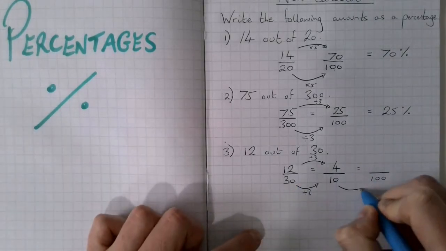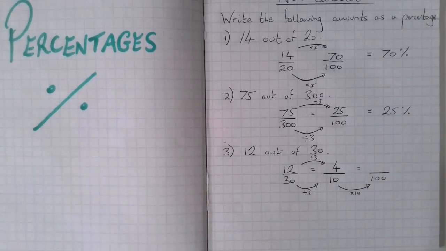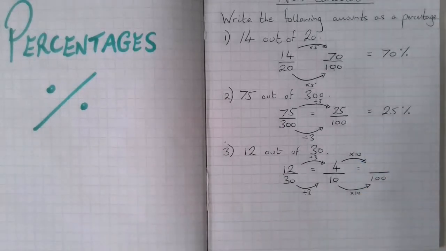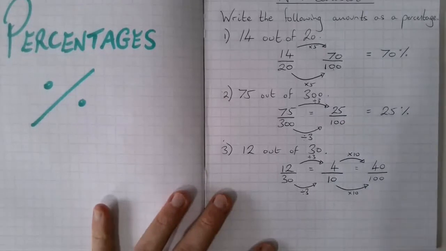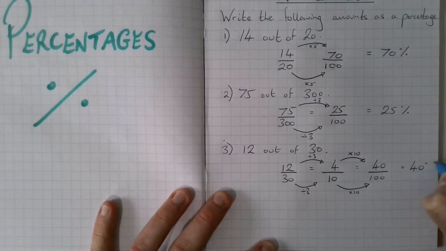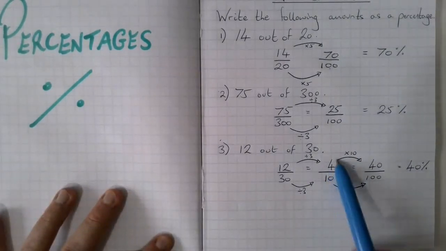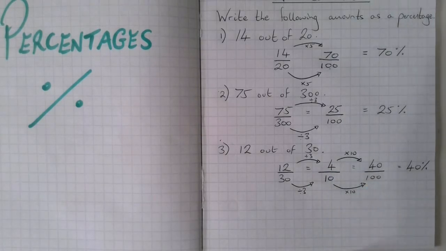And now I can multiply my 10 by 10 to get 100. So I need to do the same thing to my numerator. I need to times by 10. And this would give me 40. So now I've got a fraction out of 100. So I can write this as 40%. So really similar here, just with a middle fraction, a middle step before I can get to my fraction with 100 on the bottom as my denominator.